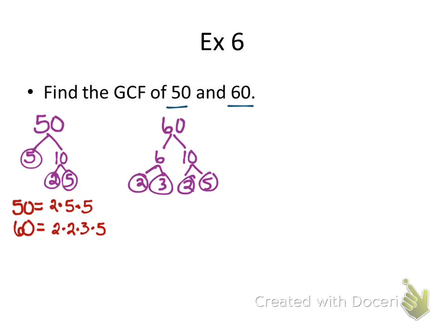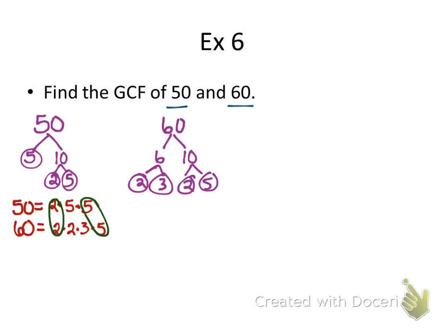So step 2 now tells me I need to circle the prime factors that they share or that they have in common. So what factors do they have in common here? 2s, so I'm going to circle a group of 2s and a group of 5s. So that would be step 2. I circled the factors that they have in common.